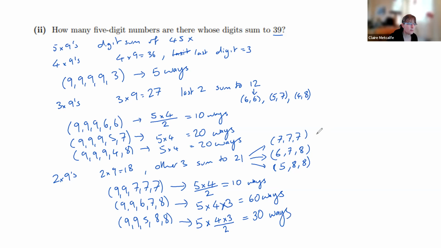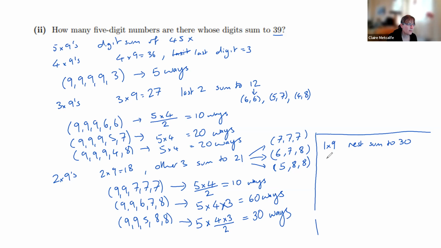Right, we're hoping now that we're going to almost finish because I'm beginning to run out of space. We have looked at 5 9s, which is impossible. We've looked at 4 9s. We've looked at 3 9s. We've looked at 2 9s. So the last case, well, not actually the last case, 1 9. So if you have 1 times 9, then the rest sum to 30.